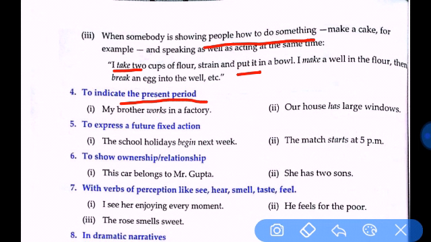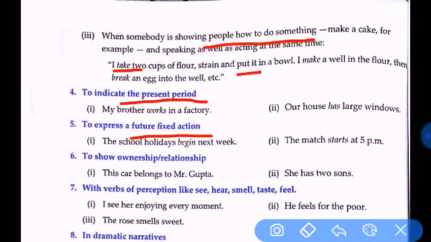The next one is to express a future fixed action. Look at, to express a future fixed action. For example, something that is fixed. School will open on June 1st. So it is a fixed action. So we can say, the school opens at 6 a.m.